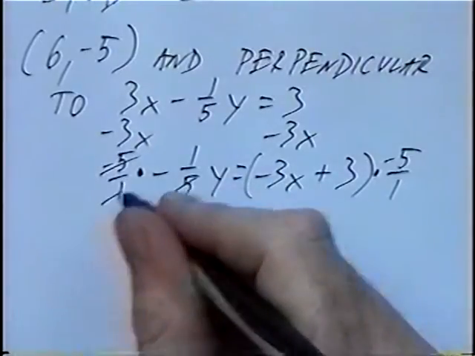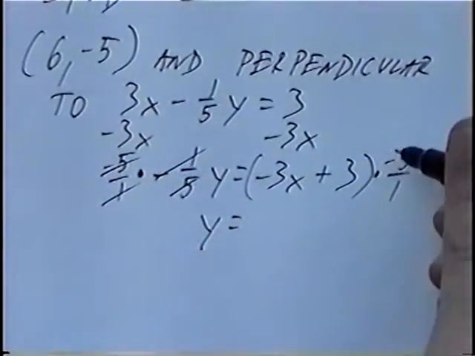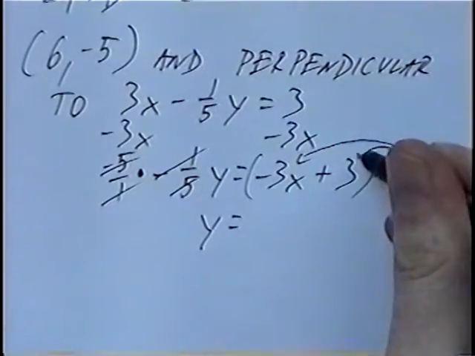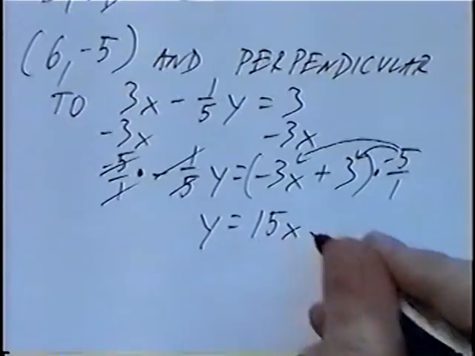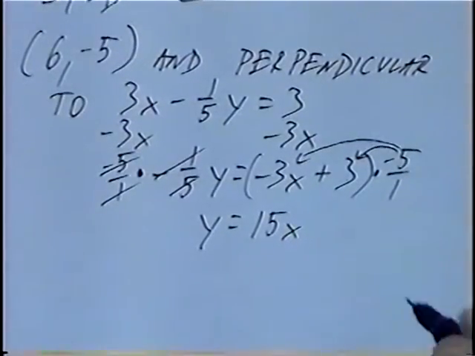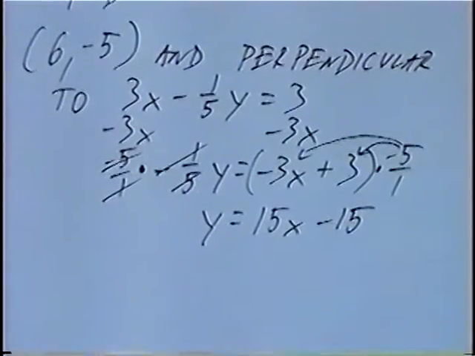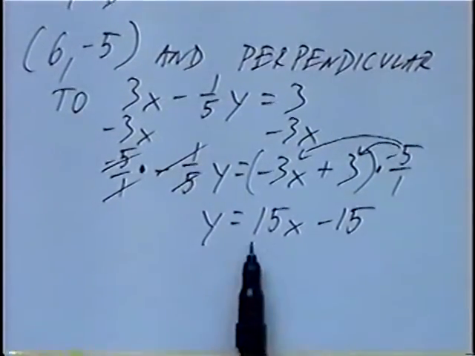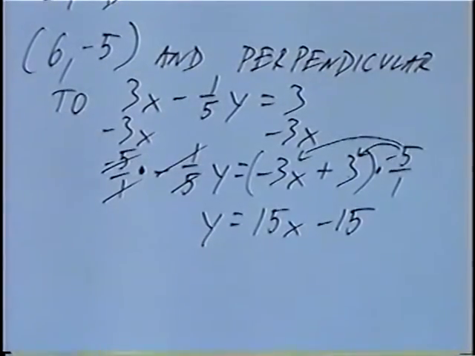The reciprocals cancel out, so y equals, distribute the negative 5. Negative 5 times negative 3 would be 15x, and negative 5 times a positive 3 would be minus 15. So the equation given in the problem in slope-intercept form is y equals 15x minus 15.